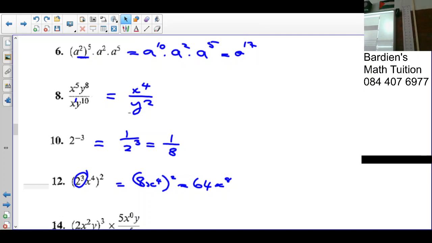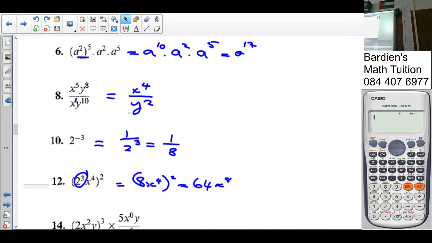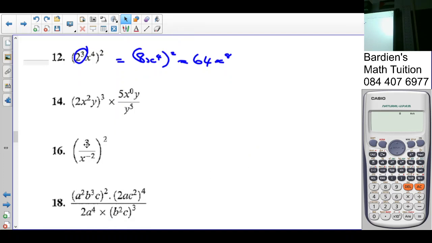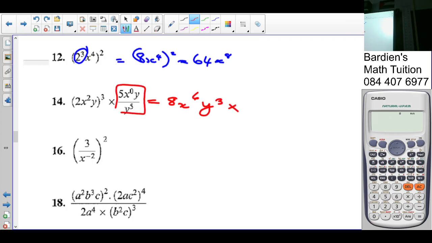Sorry about this, I'll just get a calculator on. Number 14. 2 cubed? 8. X? 6. Y? Times. Let's simplify that fraction. Anything to the power 0 is? 1. So it's 5 on top.